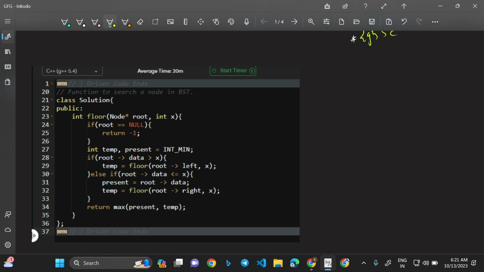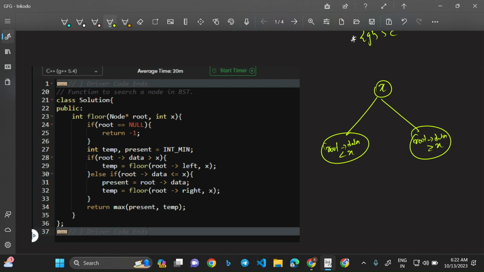There are only two cases. Let us assume X is the target that's been given. One case is when the root data, the present root that you're standing on, is less than or equal to X. The second case is when the root data is greater than X. Let me write this properly: less than or equal to X, and greater than X. Why am I doing this? I'll explain, not to worry. The root data can be less than or equal to X, or it can be greater than X.